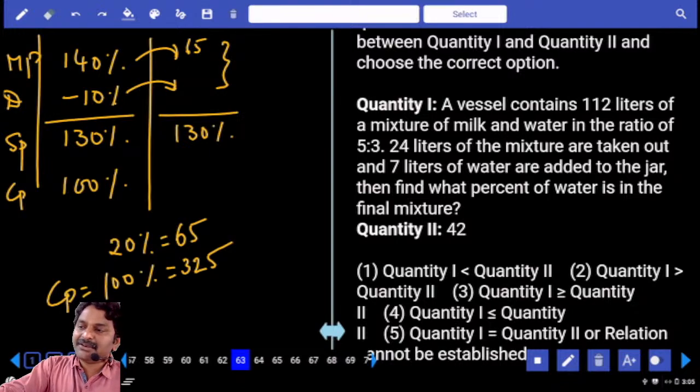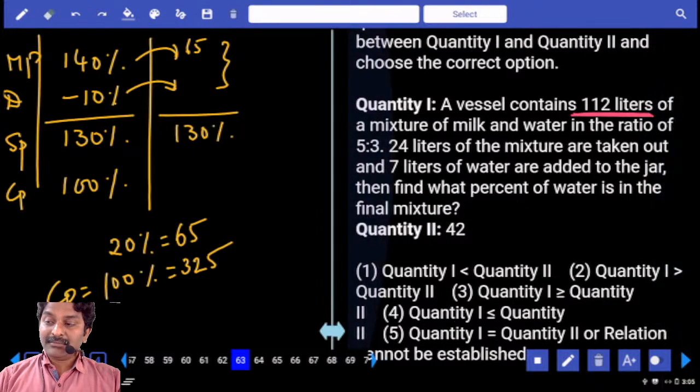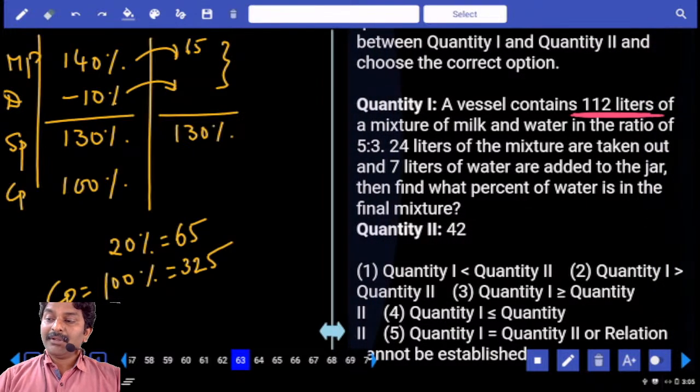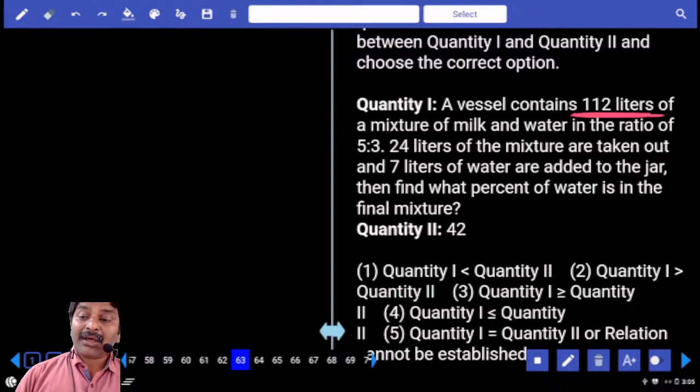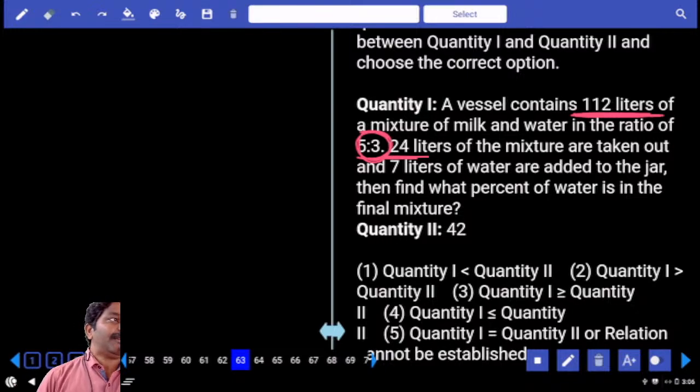A vessel contains 112 liters of mixture of milk and water in the ratio 5:3. 24 liters of mixture is taken out. Out of 112, when 24 liters is taken out, what is remaining? 88. Even 88 also should be in the ratio 5:3. That means 55:33.